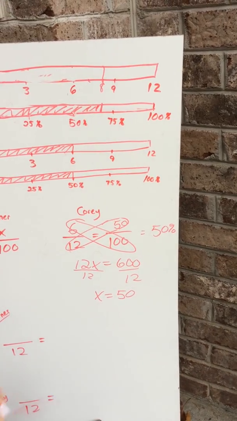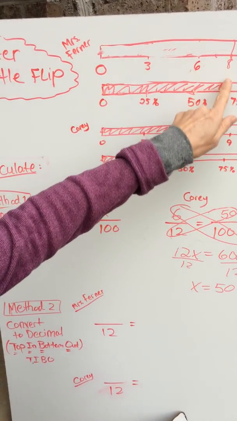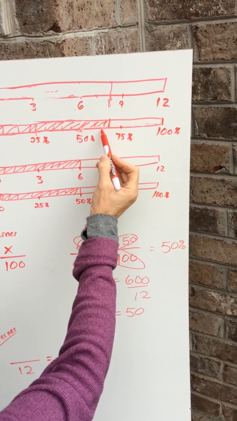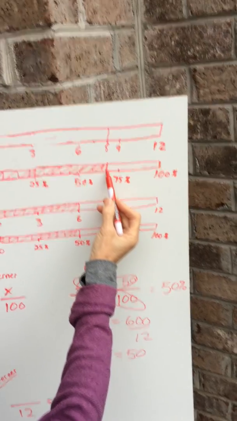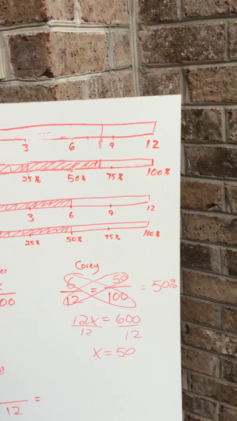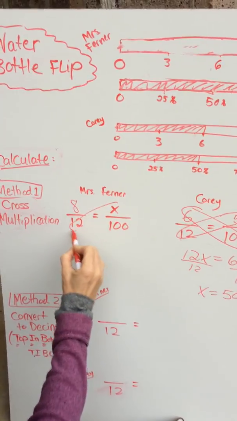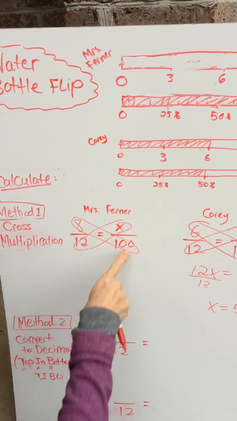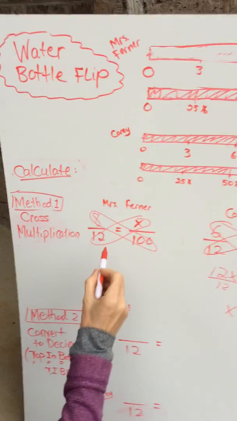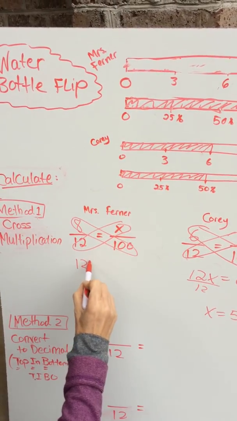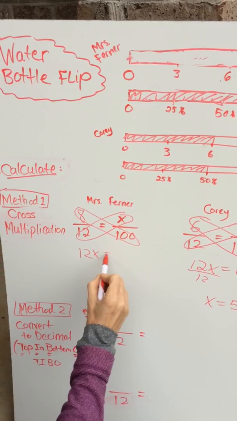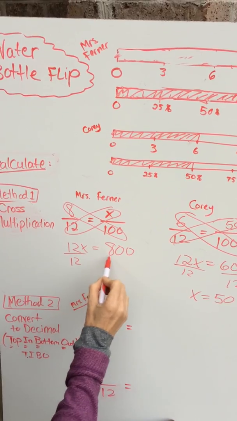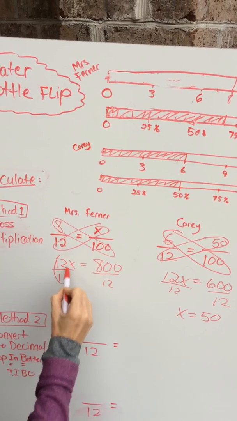So Corey got 50%. Now, what percent did I get? That's harder to see. I would estimate maybe about 60%, maybe about 70. So very close to 70%, I'm going to guess. But let's try it. Let's do cross multiplication to find out how many out of 100 I got, because remember, we're making it into a scale of 1 to 100, or over 100. So 12 times x is 12x. 8 times 100 is 800. Divide by 12 because we want to turn this into just x.